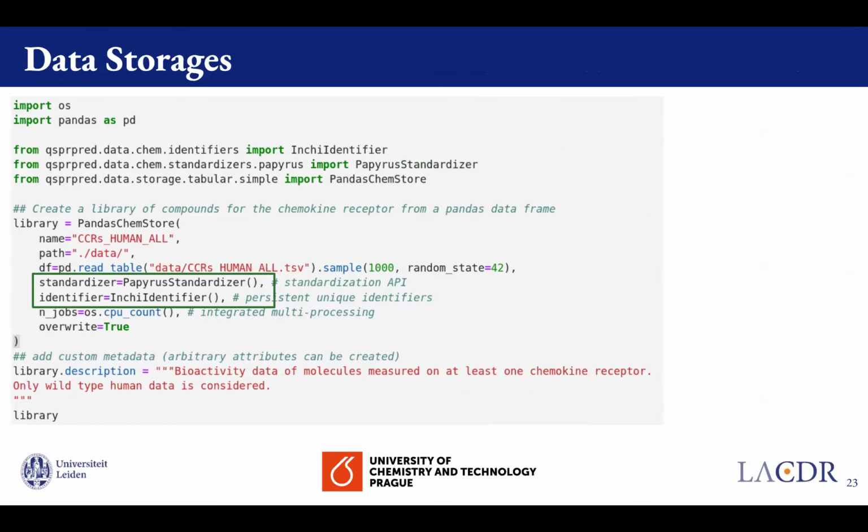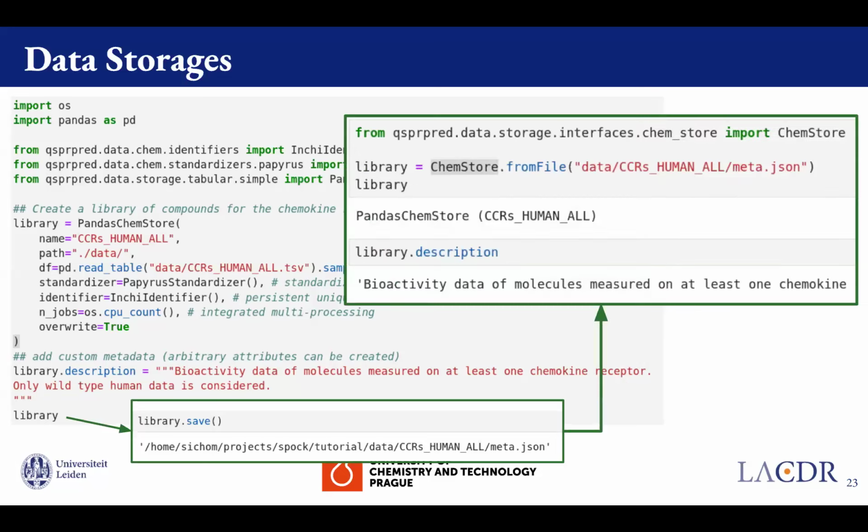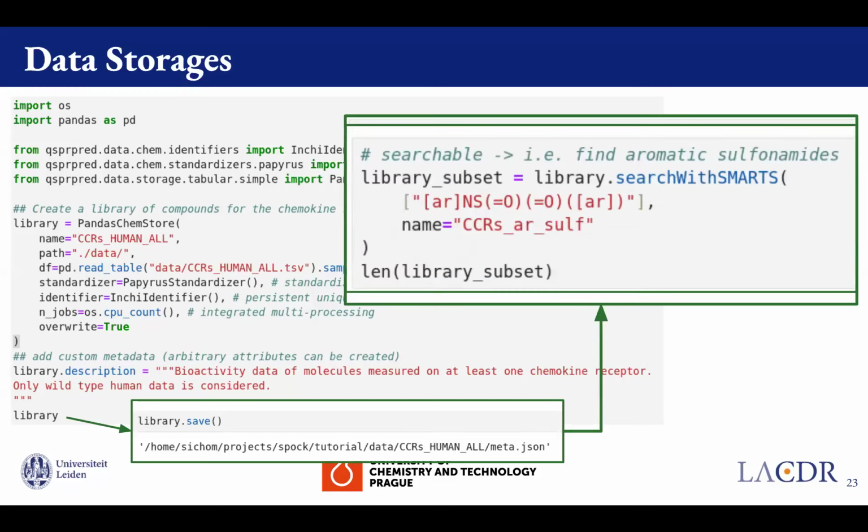So yeah, you can use standardizer or identifier, but if you already hook up to a registration system that does it for you, you don't have to supply this. Then you can basically save it with all the metadata of the storage, so of the molecules that are in your subset. And then you can also load it from the file, and you can see that all the metadata that you have added as attributes is going to be there.